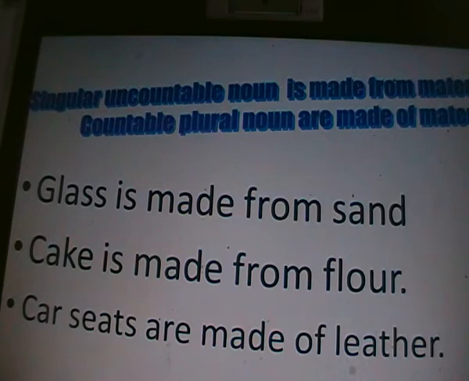Car seats are made of leather. Car seats, plural noun, so we used are made of. Car seats are made of leather. Cushions are made of cotton. Cushions, الوسائد والمخدات, are made of cotton.